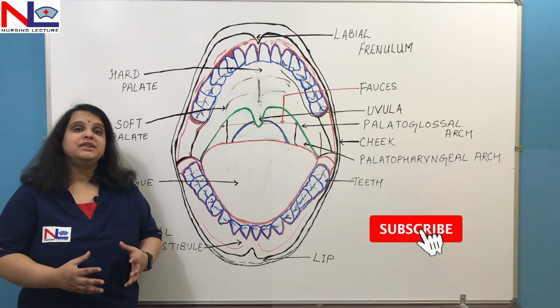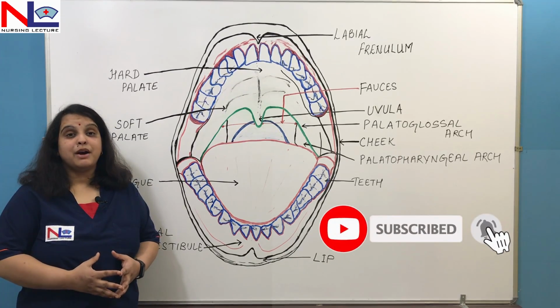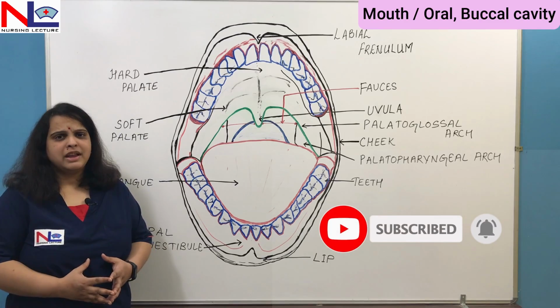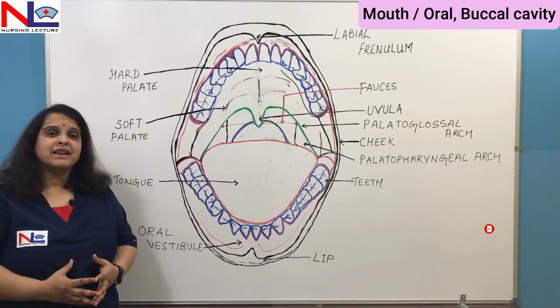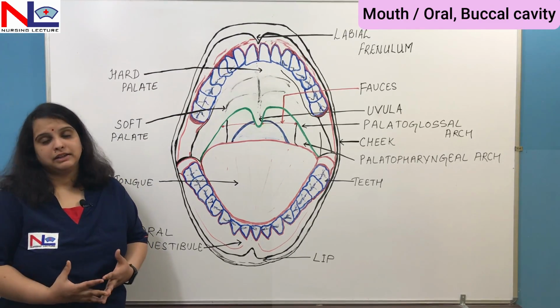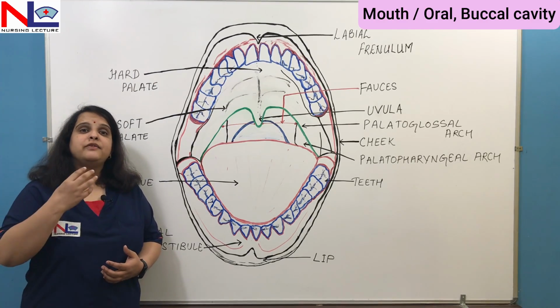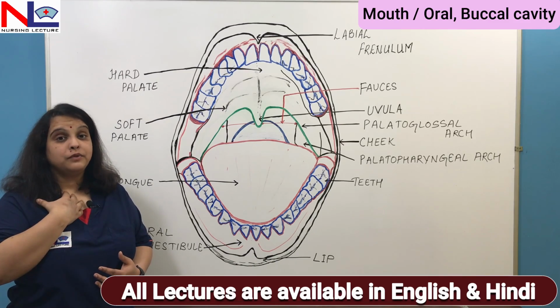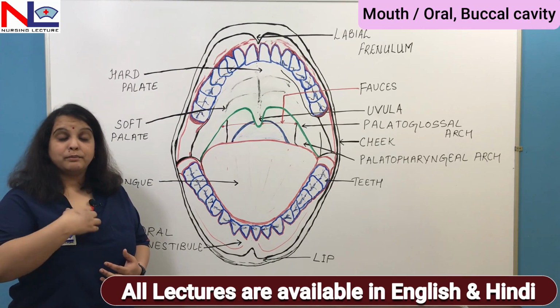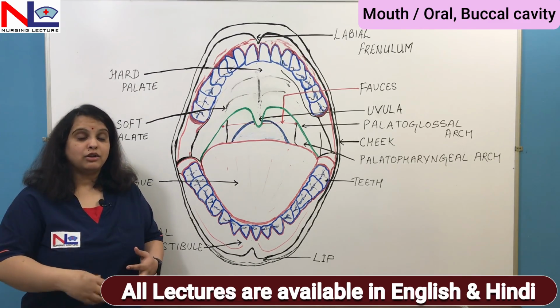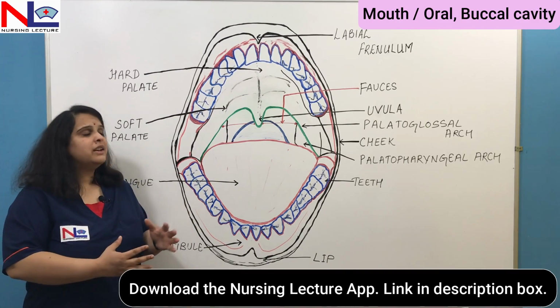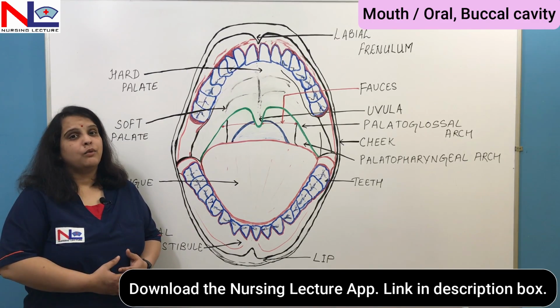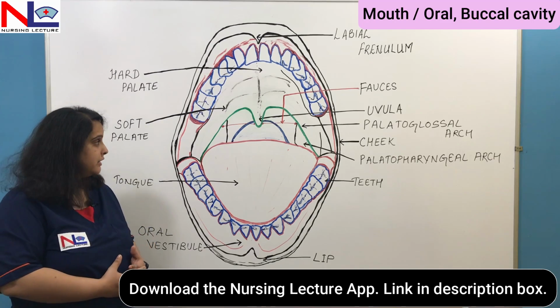Hello everyone. Today in this lecture I will deal with the anatomy of the mouth, which is also called the oral cavity or buccal cavity. This is the first part of our GI tract, from where we ingest our food or fluid, and from there it travels all along the GI tract. So in this lecture we'll discuss what all structures come under this.